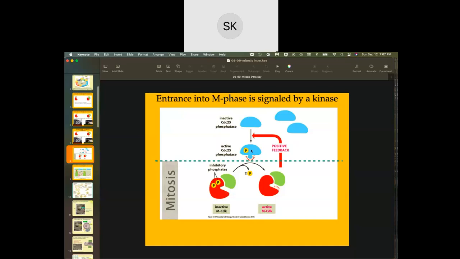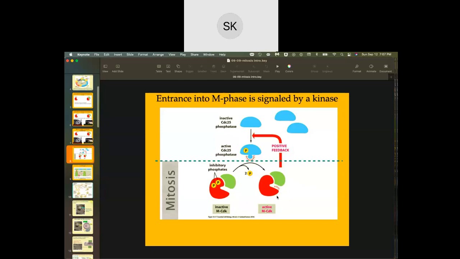So again, CDC25 phosphatase can turn on mCDK when it's bound to M-cyclin, and then this complex is going to become active, and this is going to interact with other proteins to either turn on their function or turn off their functions so that the cell can then move into mitosis. Interestingly, this is what we call a positive feedback loop.